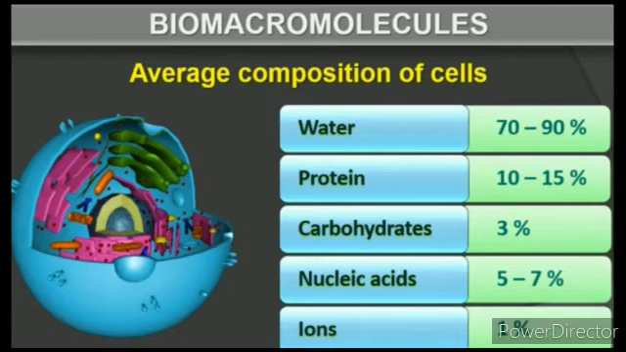What is the average composition of cells? Water, protein, carbohydrates, nucleic acids, ions are present in different percentages. Water is 70 to 90%, protein 10 to 15, carbohydrate 3%, nucleic acid 5 to 7%, ions 1%.